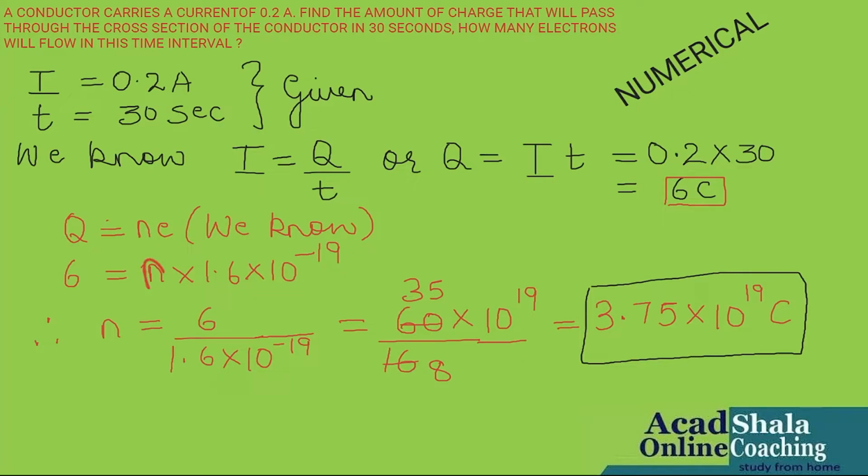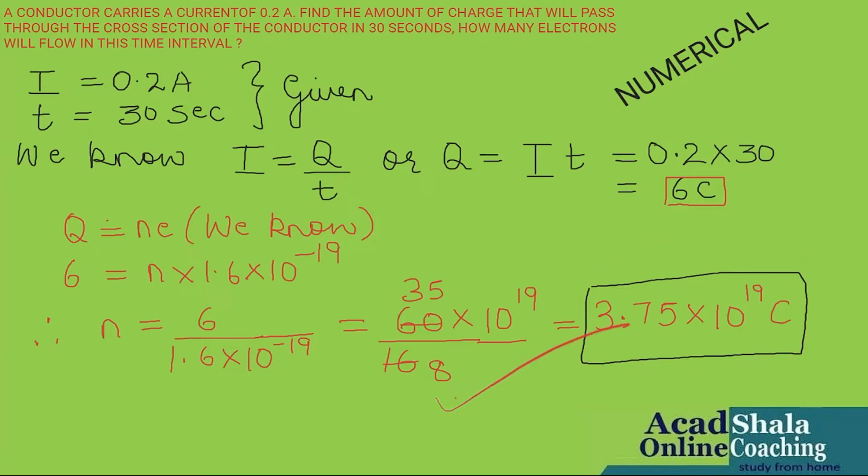Then I will take out N value, that is N is equal to 6 upon 1.6 into 10 to power minus 19. And then what I will do? I will write this 10 to power minus 19 up to bring negative to positive. So 10 to power 19, and to remove the decimal point in this 1.6, I have put 10 over here also. So this 6 becomes 6 into 10, 60 upon 16. Then I simplify further and I get the value 3.75 into 10 to power 19.